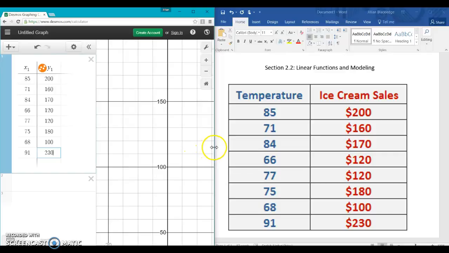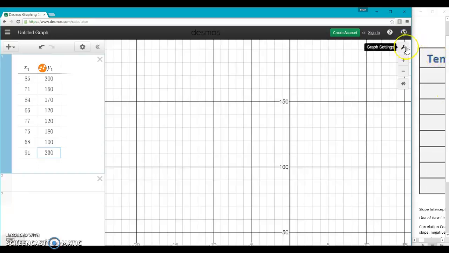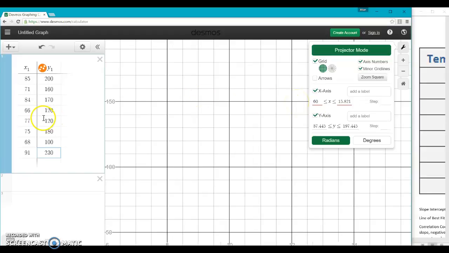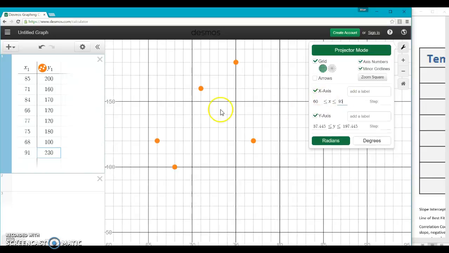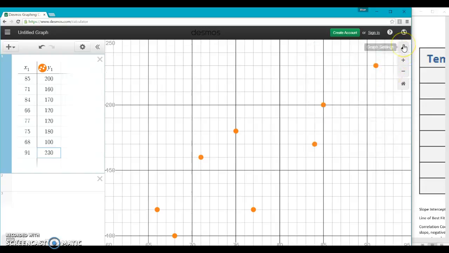Now that we have all our data in our table, we can't see the coordinates currently. If you go up here to the wrench, we can change our x and y axes and scale them. Our smallest x coordinate is 66, so I'm going to set this to be 60. Our largest x coordinate is 91, so I'm going to go up to 95. Our smallest y coordinate is 100, so I'm going to go 90. And our largest y coordinate is 230, so I'm going to go up to 250. Now we can see all the data points.